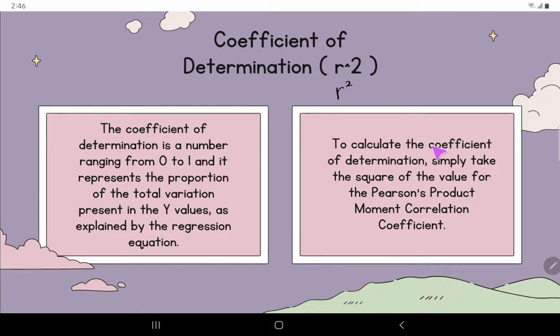Okay, so to calculate the coefficient of determination, to calculate R square, you simply take the square of the value for Pearson product moment correlation coefficient. Okay, yang Pearson product moment correlation coefficient ni yang kita belajar minggu lepas. Simbol dia adalah R. So untuk cari coefficient of determination, you simply value of R ni kita squarekan saja. Okay, so dapatlah R square, which is the coefficient of determination.